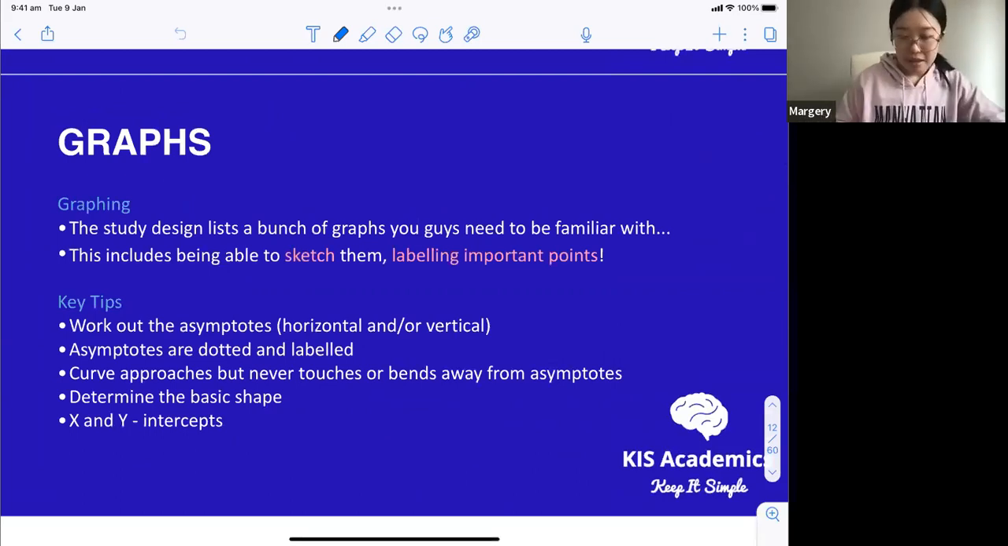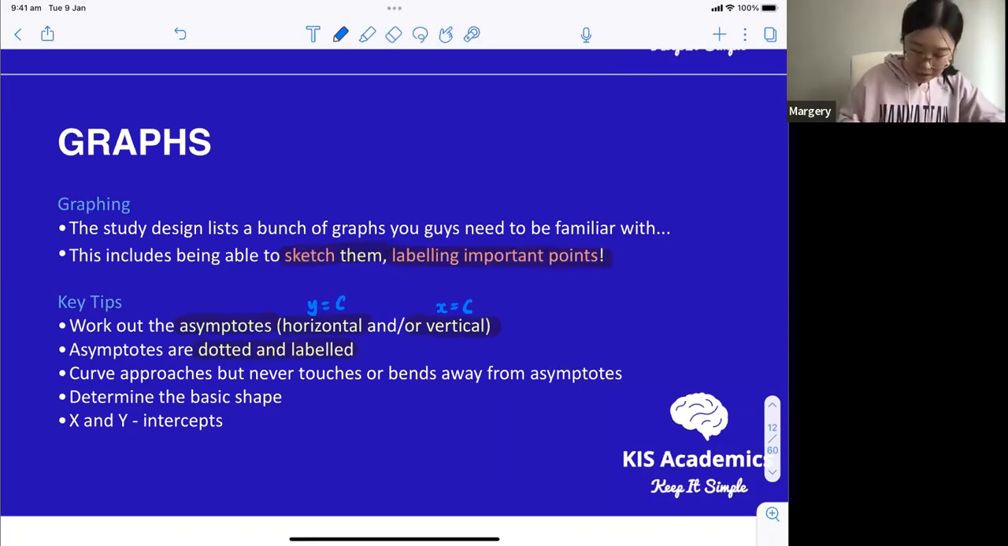In terms of graphing, our study design lists a bunch of graphs that we need to be familiar with. So this involves both being able to sketch them, also labeling in important points. Some key tips here include firstly working out the asymptotes if they are present, either our horizontal or our vertical asymptotes. And then plotting them in, we plot it as a dotted line and we label it as either x is equal to something or y is equal to something, depending on whether it's a horizontal asymptote or a vertical asymptote.